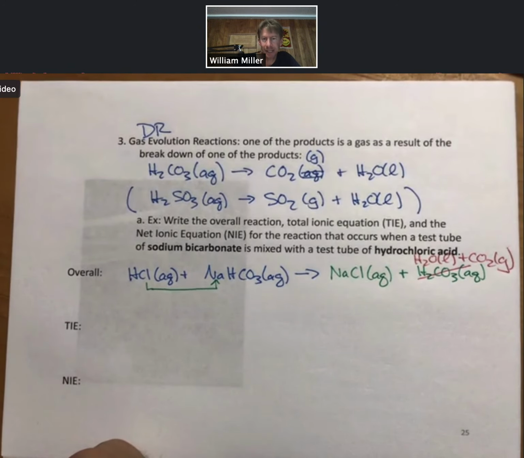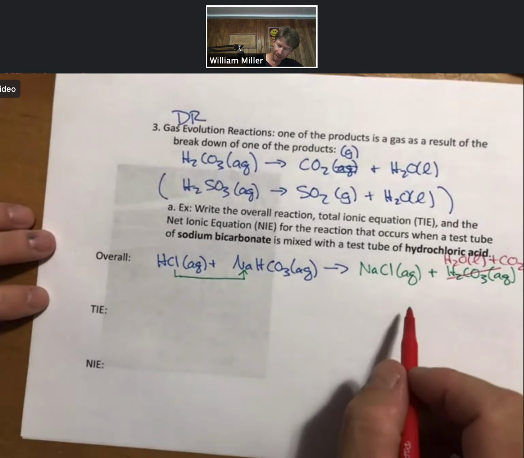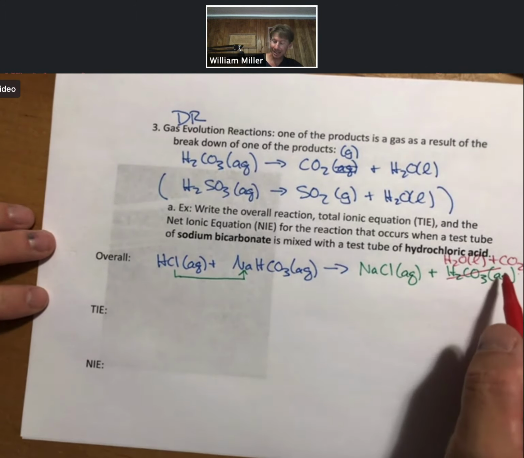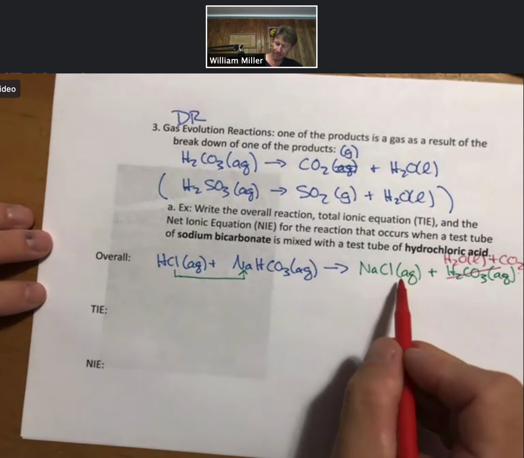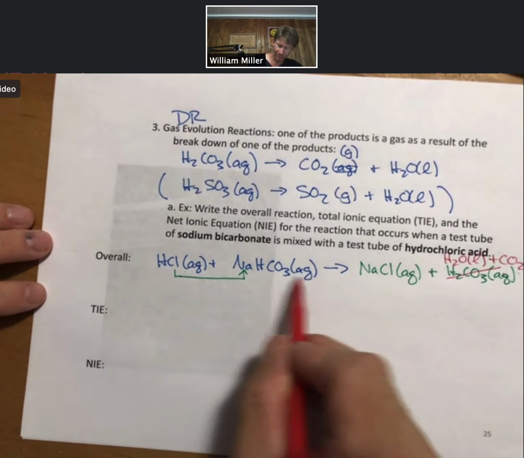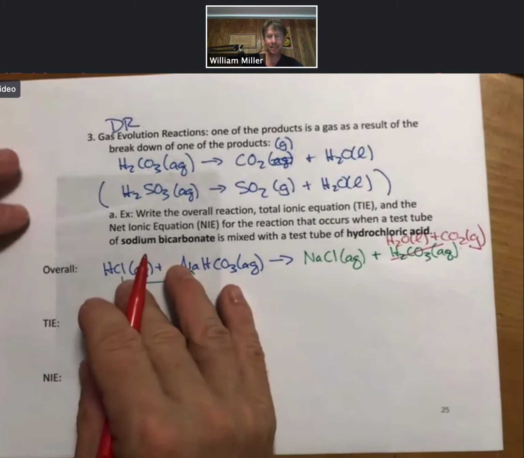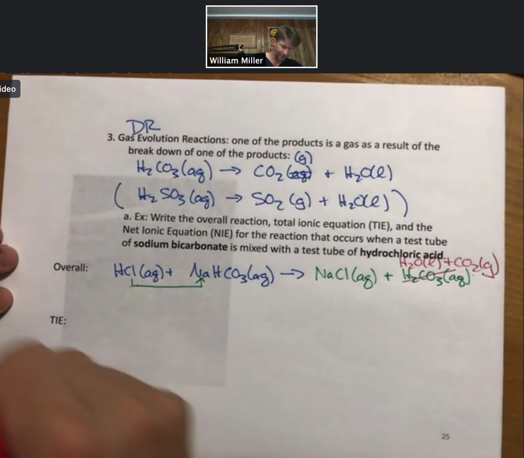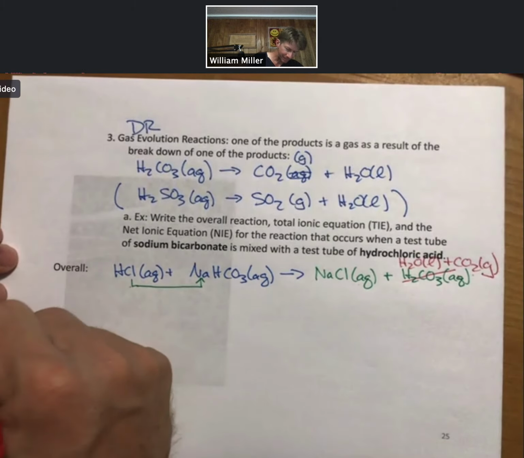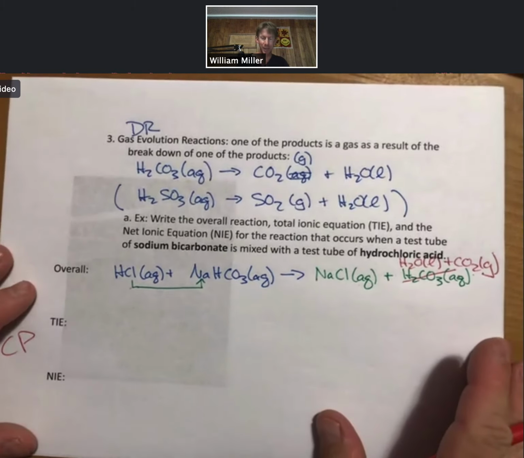Now we can do our TIE and our NIE. We have a liquid and a gas, they're going to stay together. We're going to have aqueous, aqueous, aqueous. All three of these are going to break up into ions, and that will allow us to complete the rest of this problem as a companion problem.